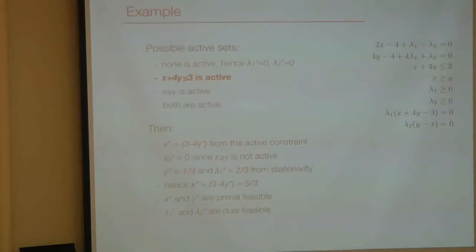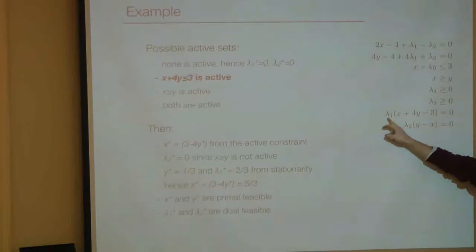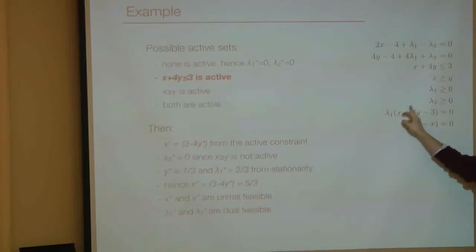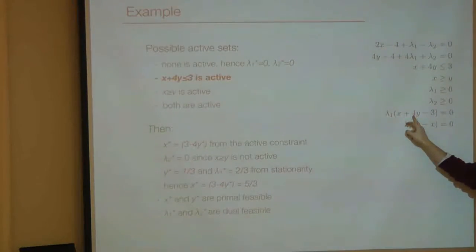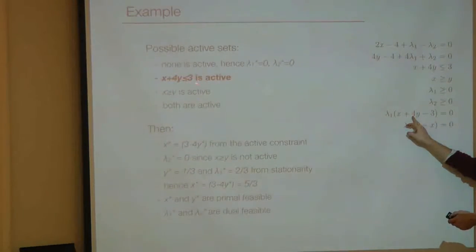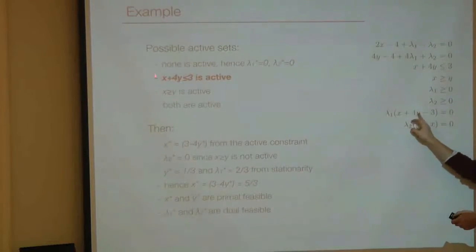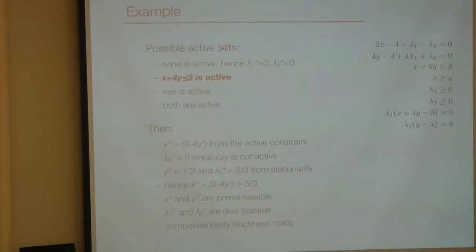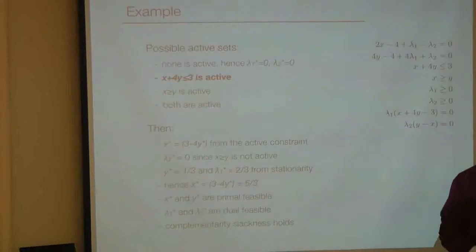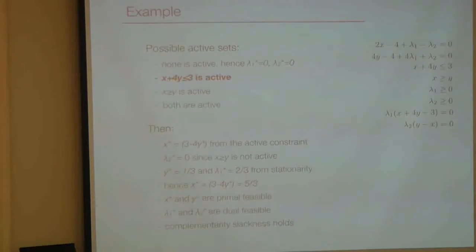Does it satisfy complementary slackness? Well, the second one is easy. Lambda 2 is equal to 0. Immediately this one is satisfied. Lambda 1 is not 0, so for this product to be 0, the bracket must be 0. But it is trivially 0 because we are assuming that the constraint is active, and this is exactly the constraint. Okay? So even the complementary slackness condition holds. So this is a very good candidate because it satisfies all Karush-Kuhn-Tucker conditions.